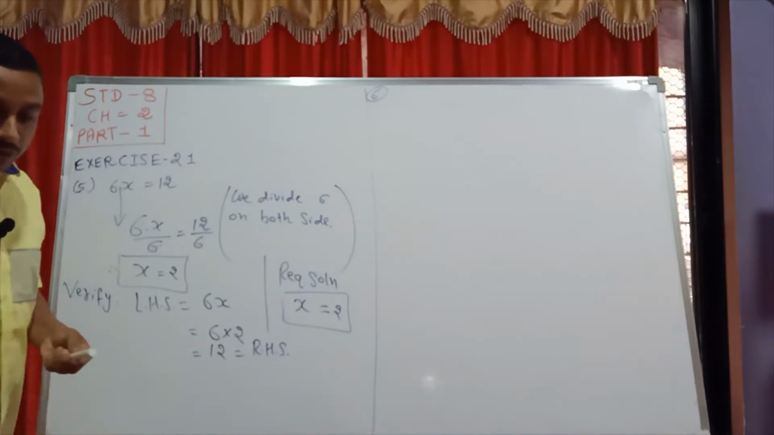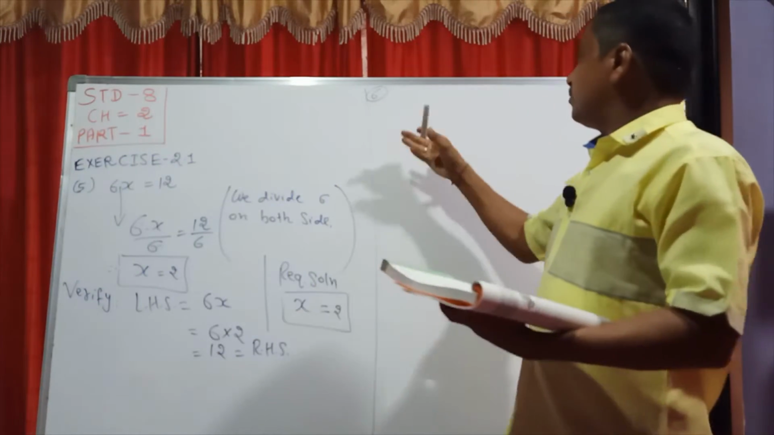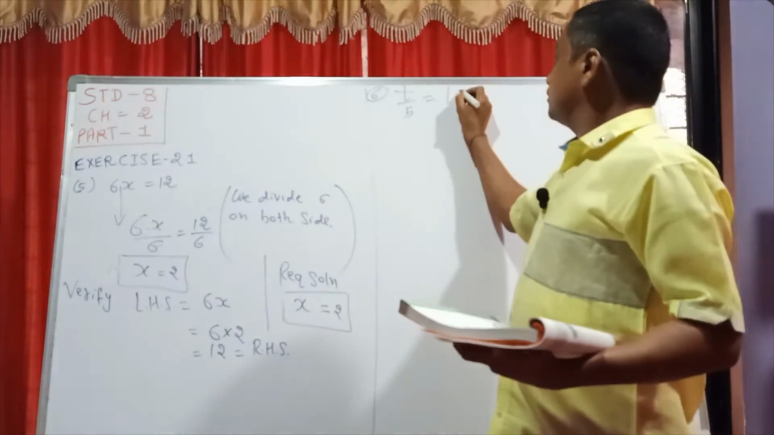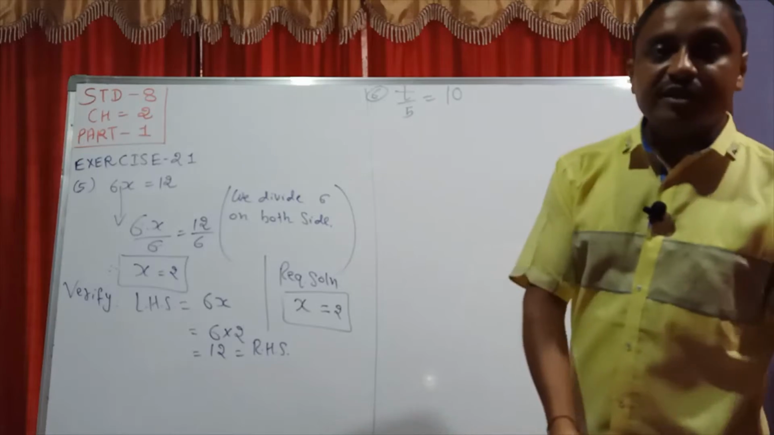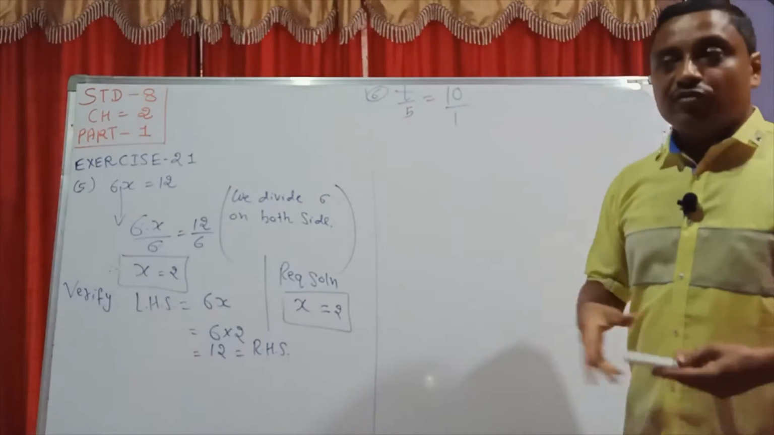Now properly write it down. I go to question number 6 now. Question 6 is t upon 5 is equal to 10. This numerical is also, students, a very easy and simple sum. Here it is given in fraction form.